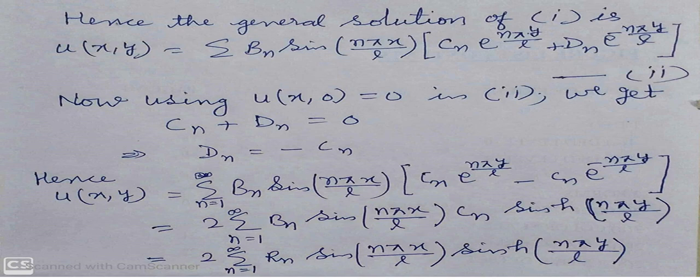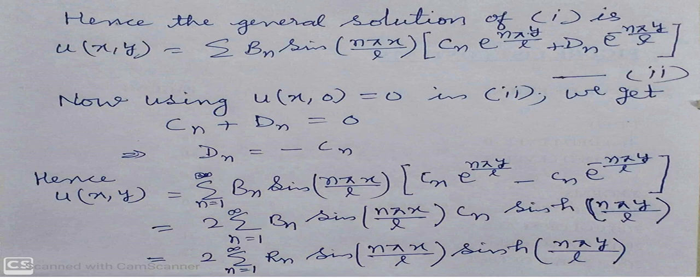So putting the values of k and a in the first equation, we get the general solution of the first as u(x, y) equal to sigma bn sin(n pi x upon l) multiplied by (cn e^(n pi y upon l) + dn e^(-n pi y upon l)). We have given this equation number 2.